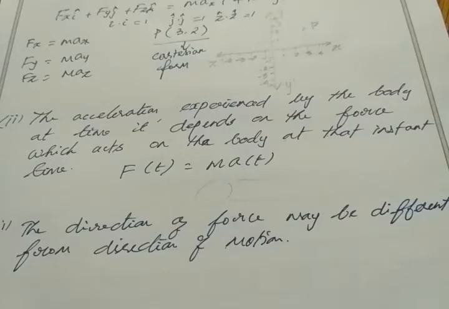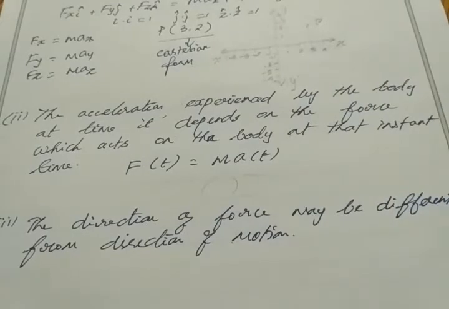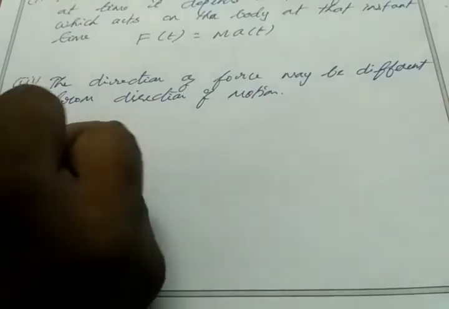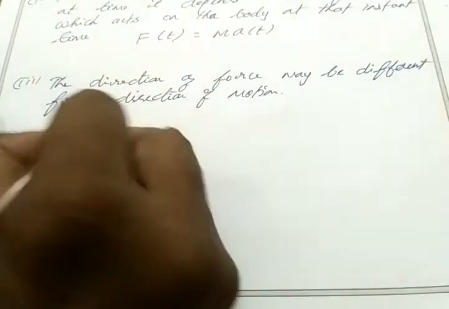But there are some exceptional cases where we apply force in a certain direction, and the object may move in the opposite direction or in a different direction. So we give force in a certain direction, and the object may move in a different direction. Let me give some examples for this third discussion. The first example is case 1, force and motion in the same direction.